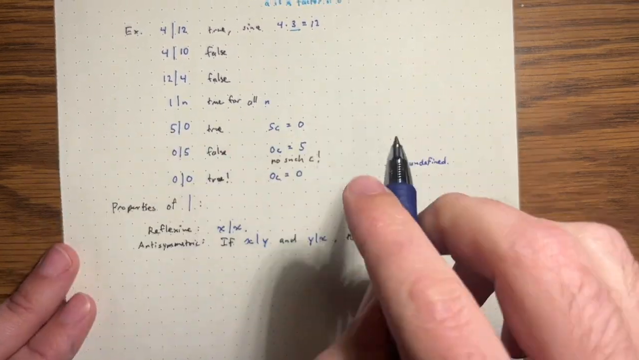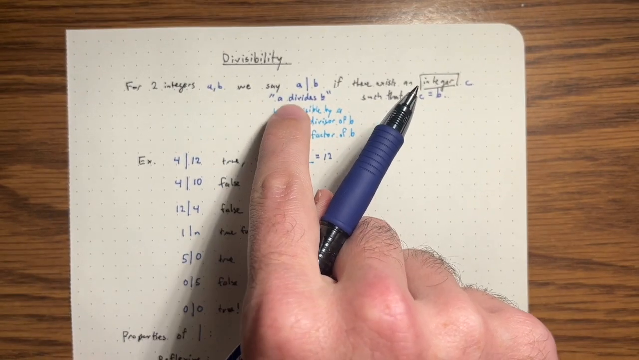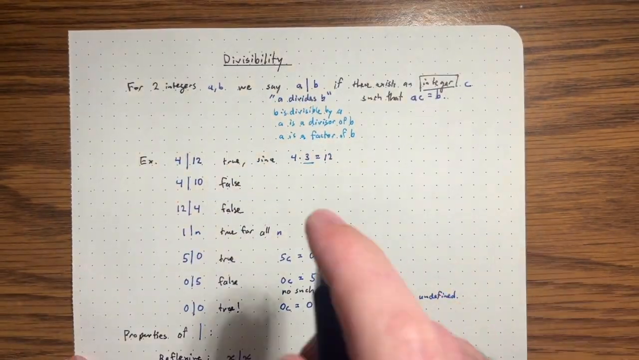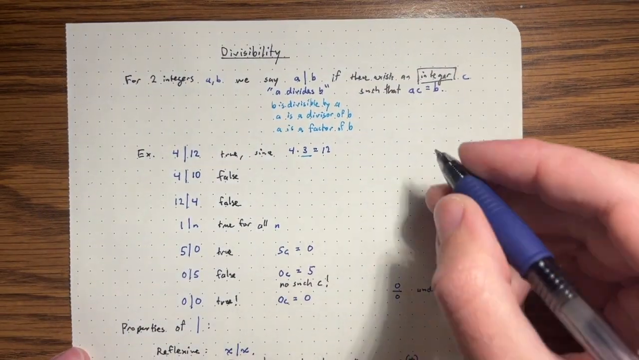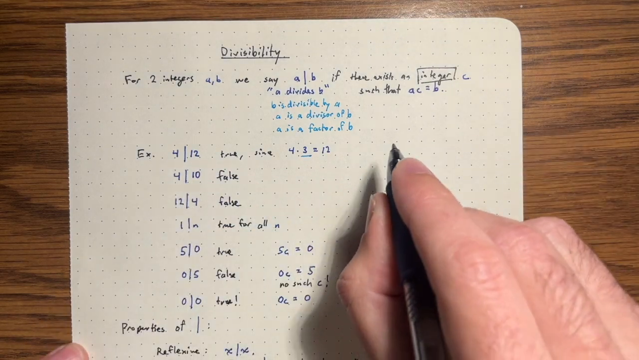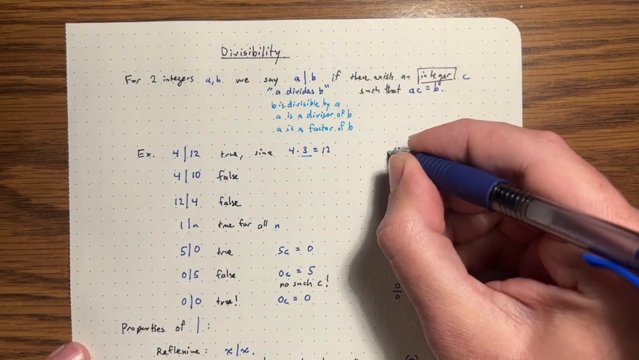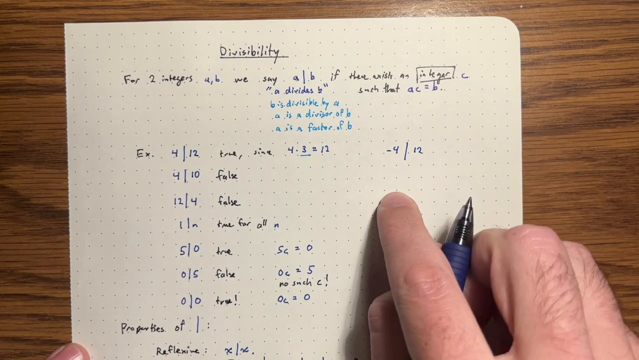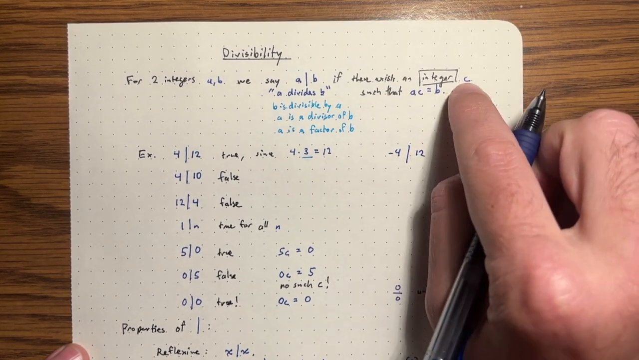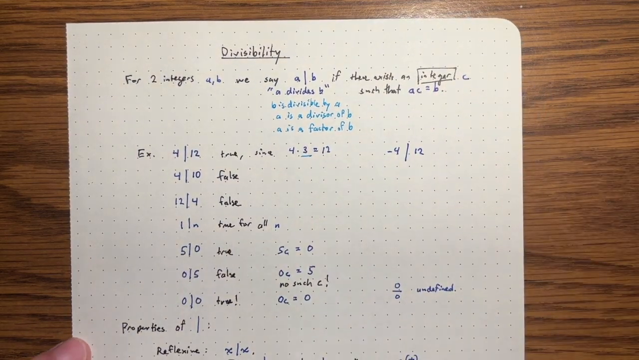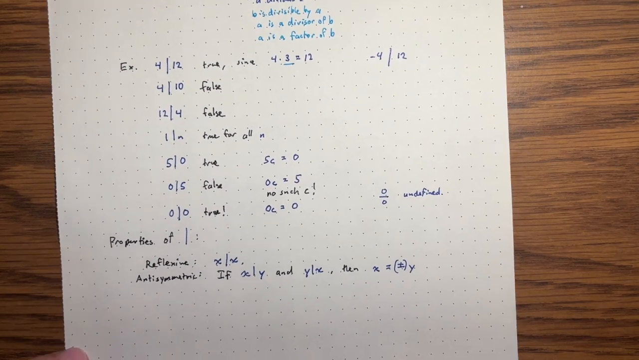We didn't talk about negatives, because we're not really going to use this definition so much with negatives, but they will crop up sometimes. And so, for example, I would say -4 does divide 12 also. That's because -4 times the integer -3 equals 12. So that also fits our definition.